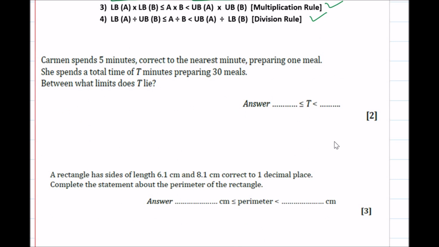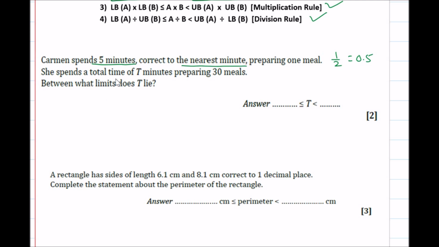Carmen spends 5 minutes, correct to the nearest minute, preparing one meal. So 5 minutes given here, correct to the nearest minute, nearest unit given here. So 1 divided by 2, that will be 0.5.